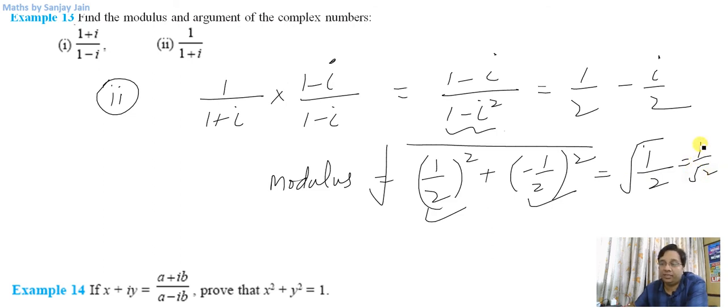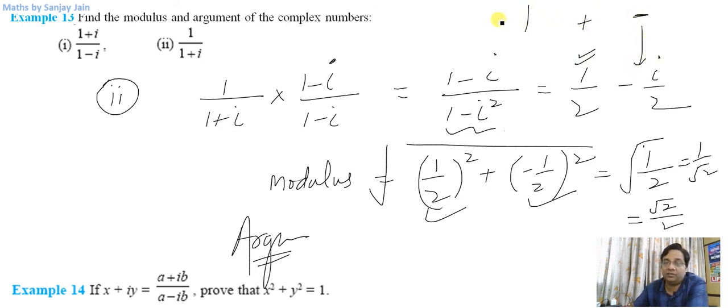And then if I multiply and divide it with root 2, I can write it as root 2 by 2 also. And what about its argument? Argument, if you notice, the x coordinate is positive, y coordinate is negative, right? So which quadrant are we talking about? We are talking about the fourth quadrant where the x coordinate is positive and the y coordinate is negative.